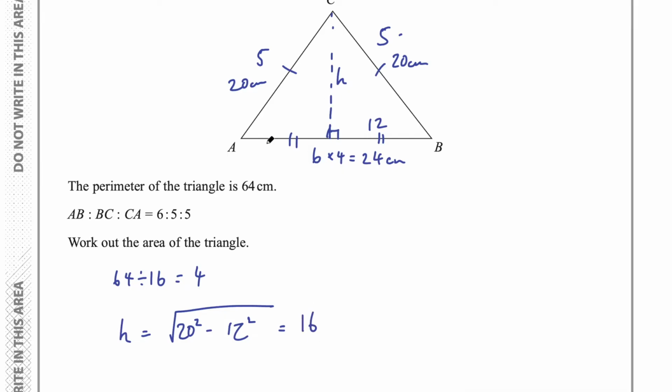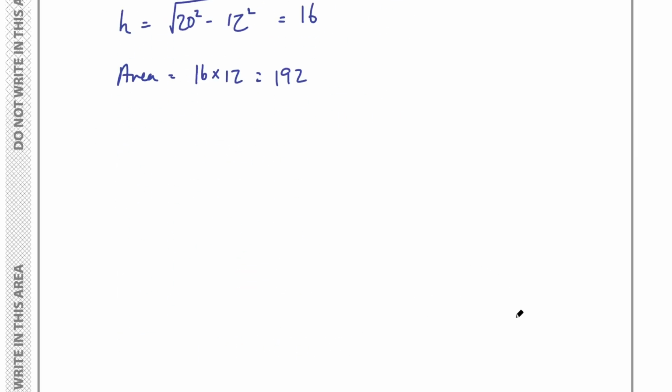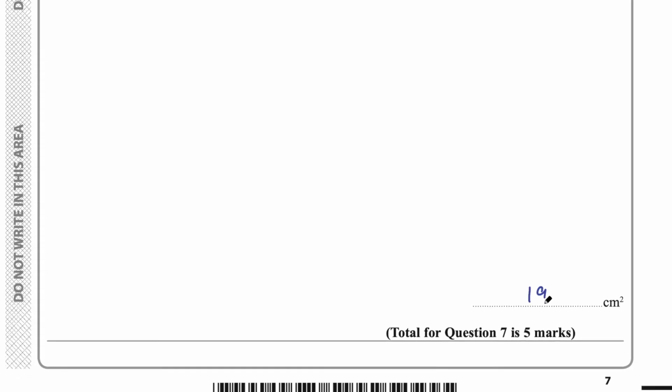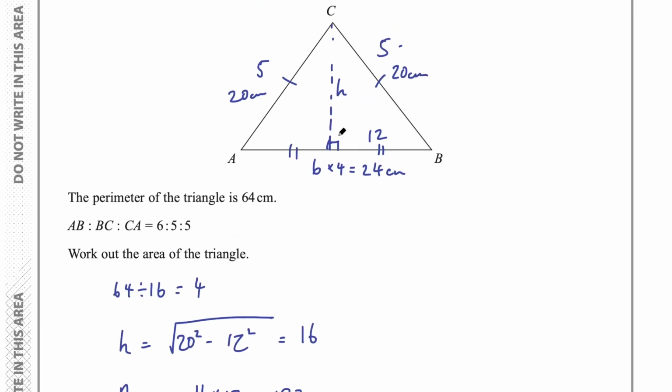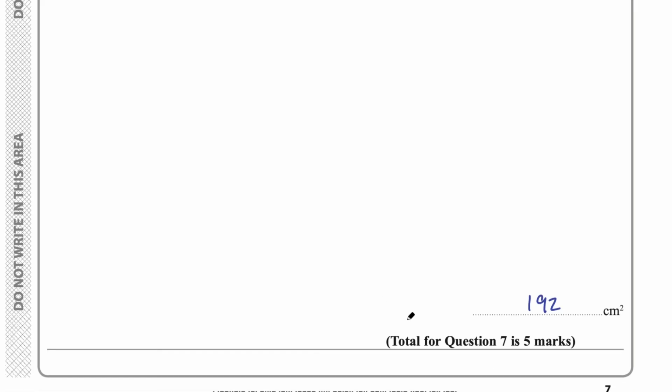So the height is 16, then we just need to do the height times the base divided by 2 to get the area. So the area is going to be 16 times 24 divided by 2, or 16 times 12. That's going to be 192 centimeters squared. So the final answer there, 192 for 5 marks. Fairly surprisingly, that's 5 marks. I guess you have to recognize how to find the height, so that can be pretty difficult. But that was question 7.